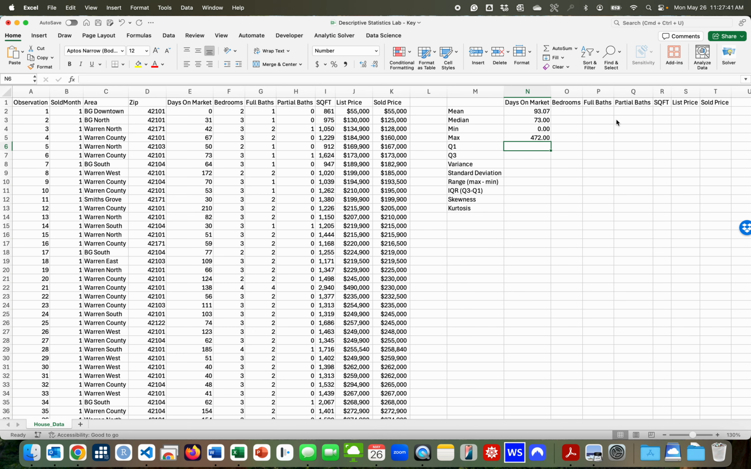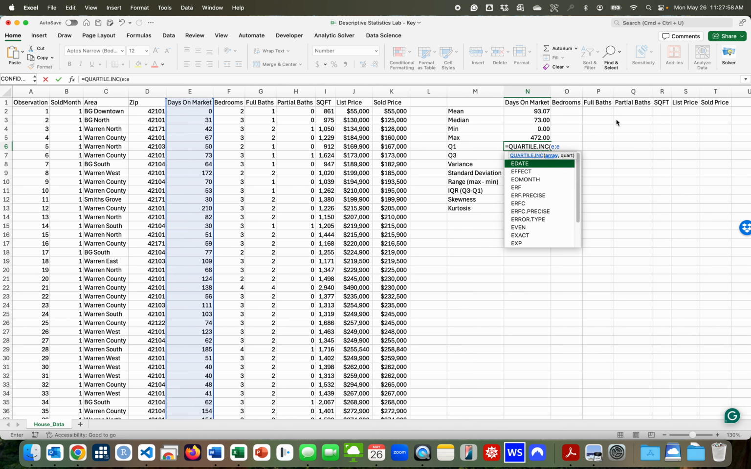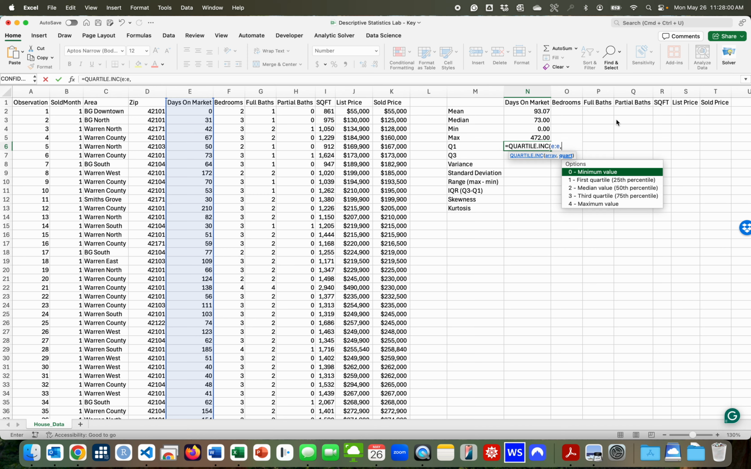So Q1, you have to be a little bit careful. There are two ways to do this. For the first quartile, we want quartile. It gives us an exclusive and inclusive option. One excludes the median, one includes the median. So we're going to go with inclusive, and we want E colon E. But now we have to tell it which quartile we want. So we're going to do comma 1. So this will give us the first quartile for the values in column E.